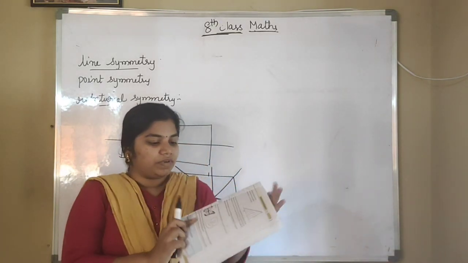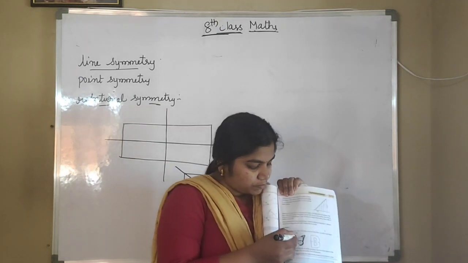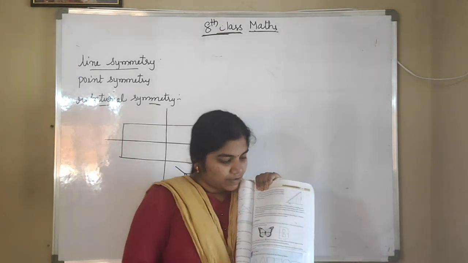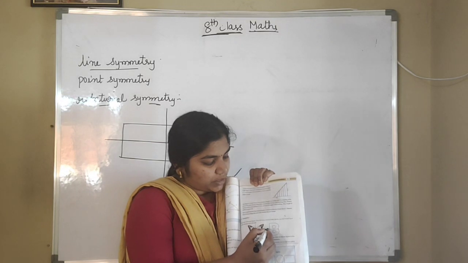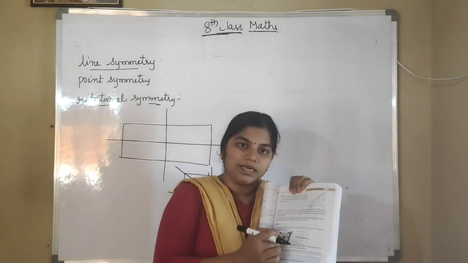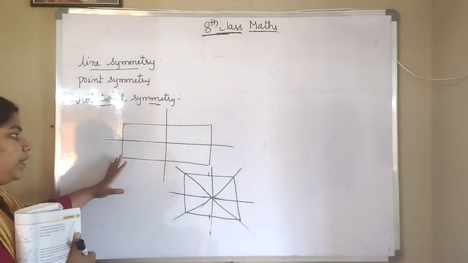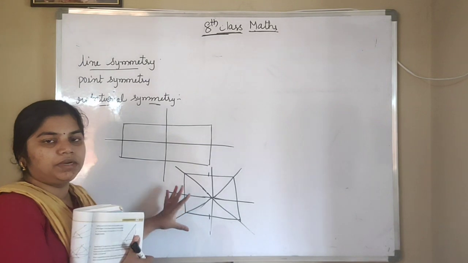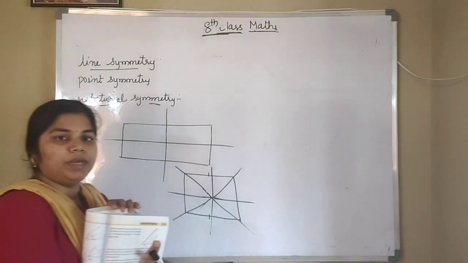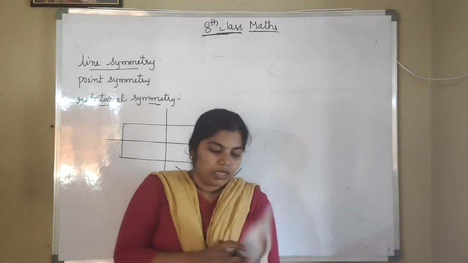So they have given some figures here. Butterfly, you can cut this in this order into 2 equal halves. And B, you can cut it like this, so 2 equal halves. So these two have line symmetry. In the same way, this rectangle also has line symmetry and the square also has line symmetry. So like this you have so many figures which have lines of symmetry.